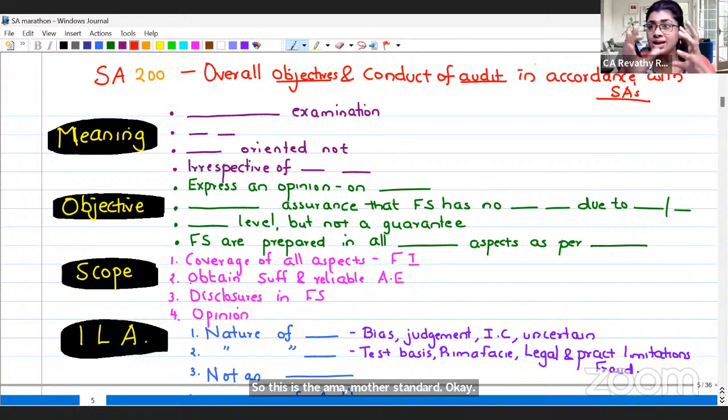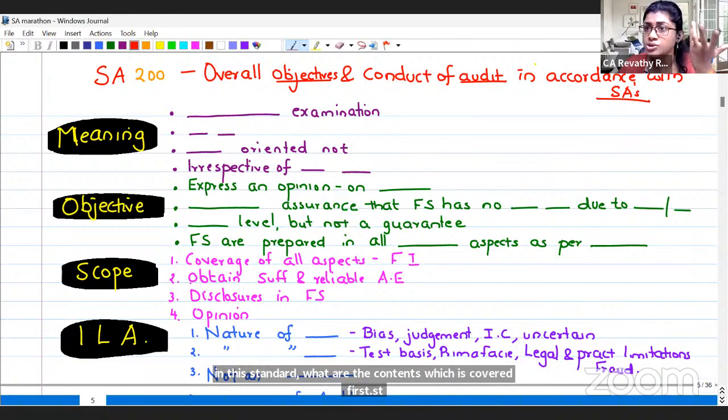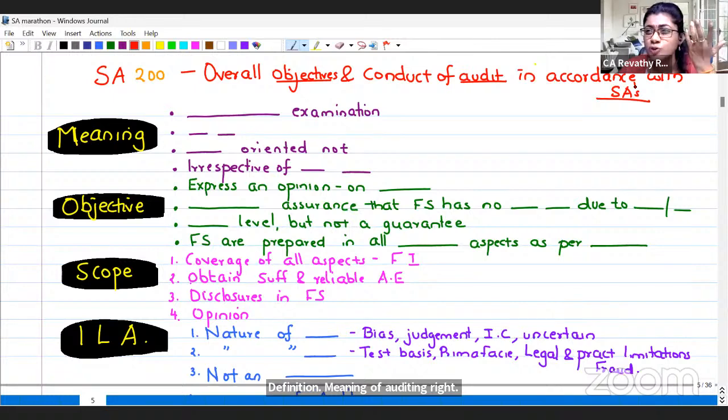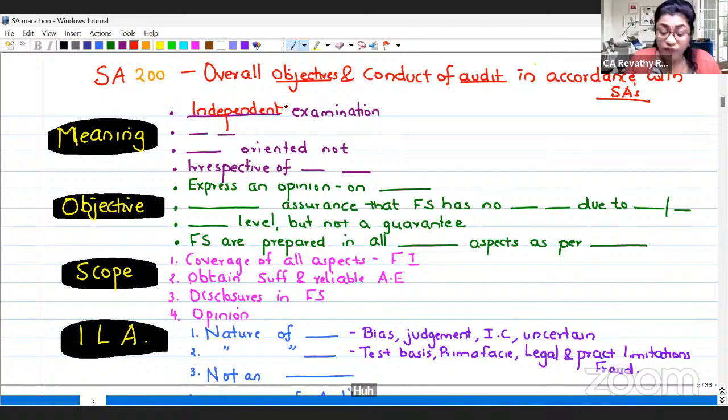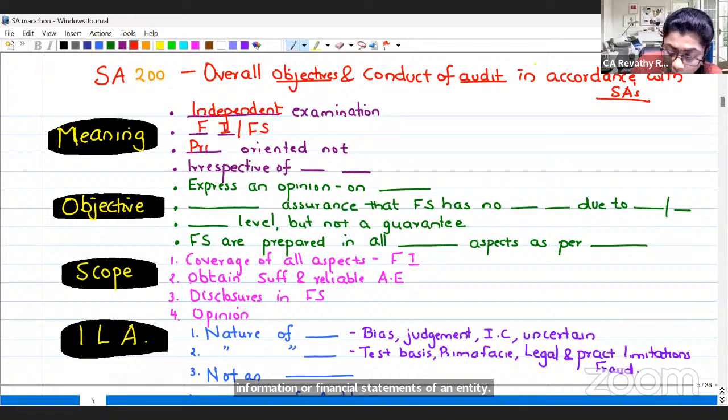In this standard, what are the contents covered? First, the definition, the meaning of auditing. So what is auditing? When you see the dash, it should come to your mind. Rather than underlining in a PDF, I've put a dash so that it will come into your mind. Auditing is an independent examination of the financial information or financial statements of an entity, whether profit oriented or not, irrespective of its size or legal form.